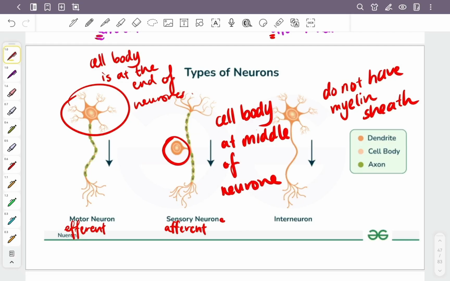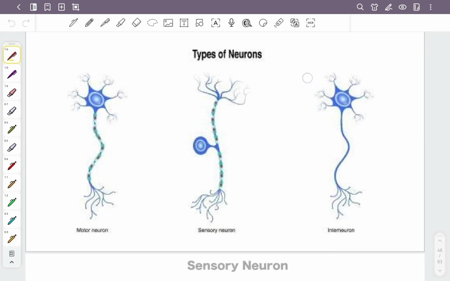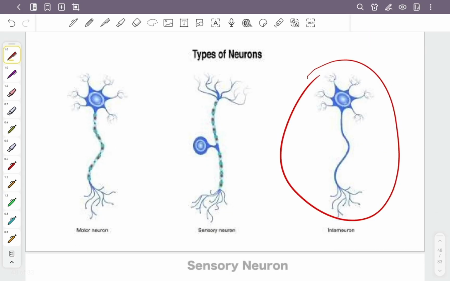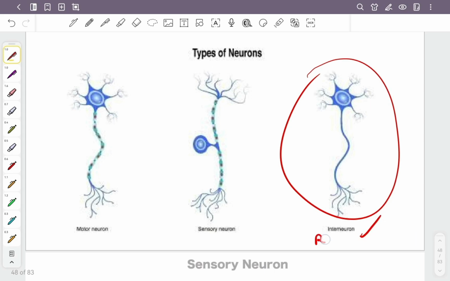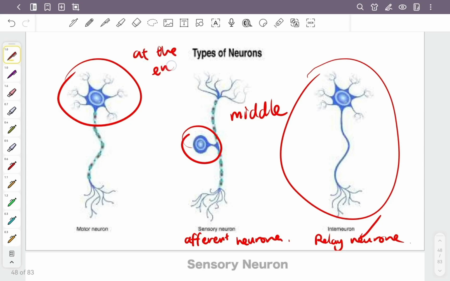Now we're going to see what are the uses for these three types of neuron. Once again, you can see there is no myelin sheath. It's the interneuron or relay neuron. Then if it is at the middle, what is it? Just now I mentioned, it is the sensory neuron, or what we call the efferent neuron. Then this one at the end, correct? So at the end, it will be the efferent neuron.